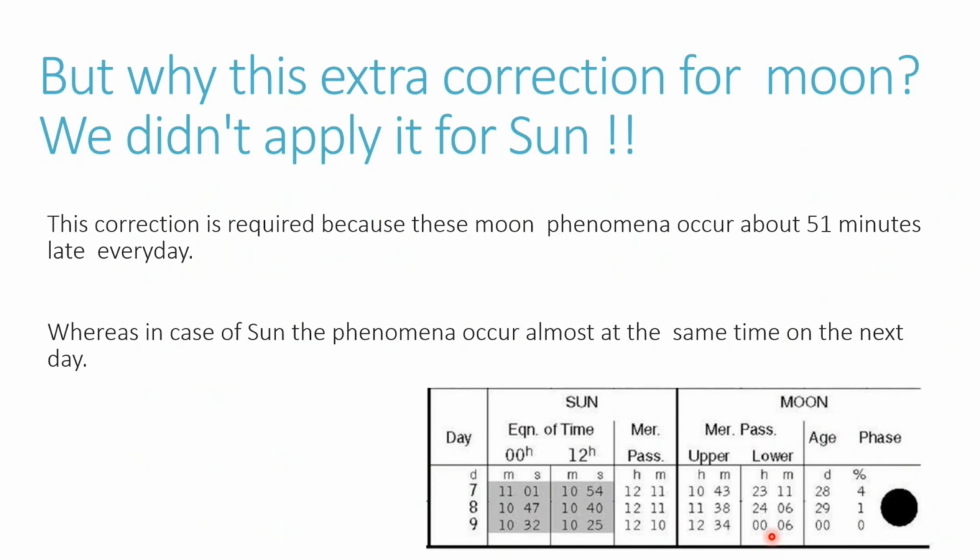And beta, any other doubt? Sir, can you please explain again the moon meridian passage upper and lower? Okay beta, I will explain this to you in detail when we do the circumpolar bodies. There it will become absolutely clear to you. Do you want me to go into the circumpolar body diagram?